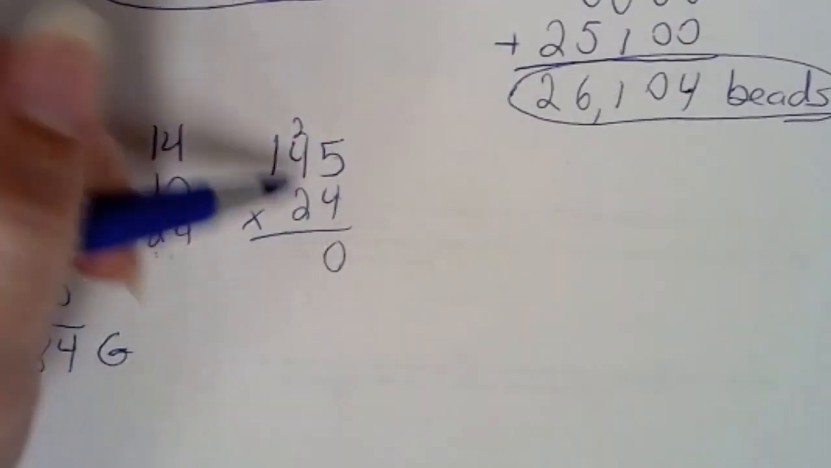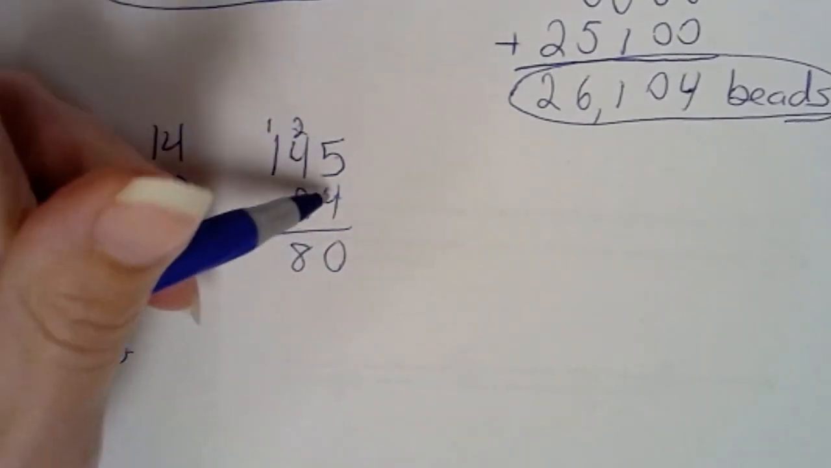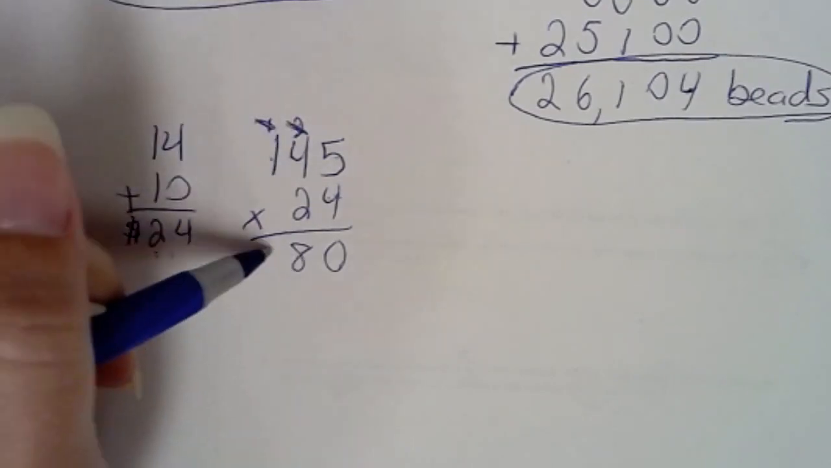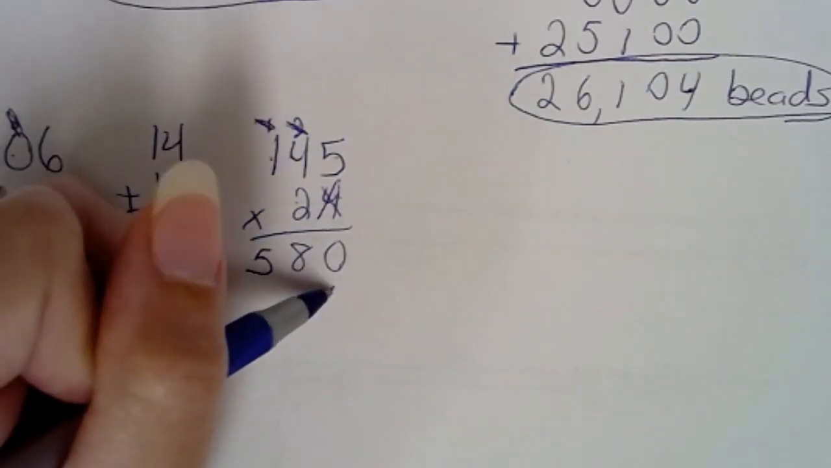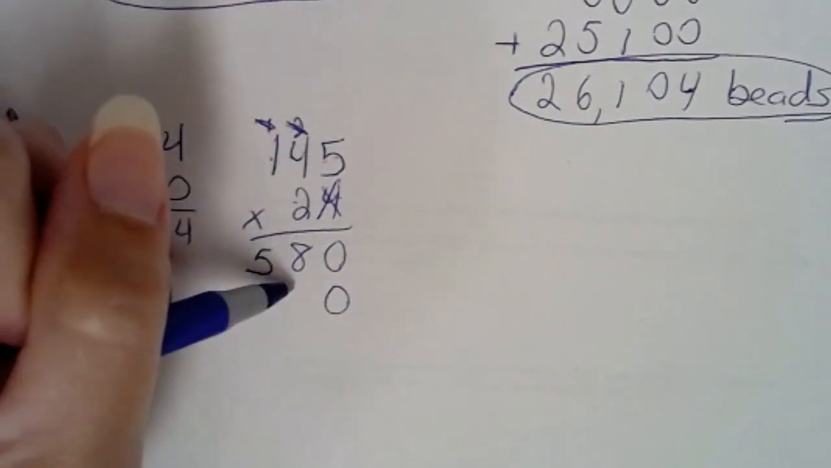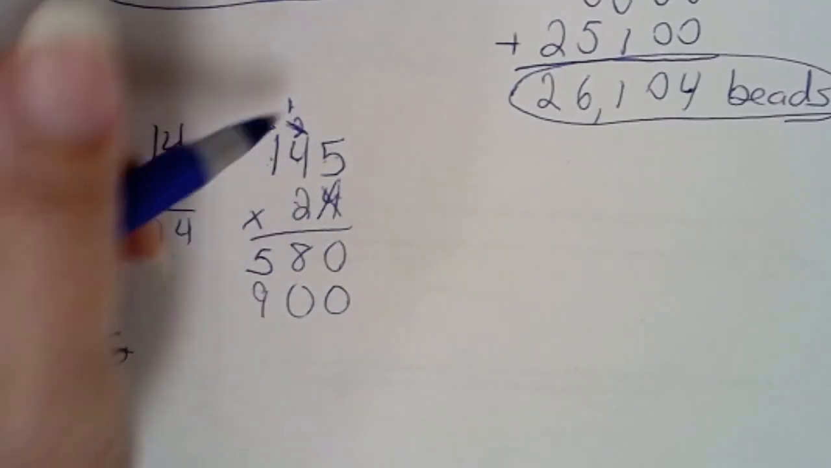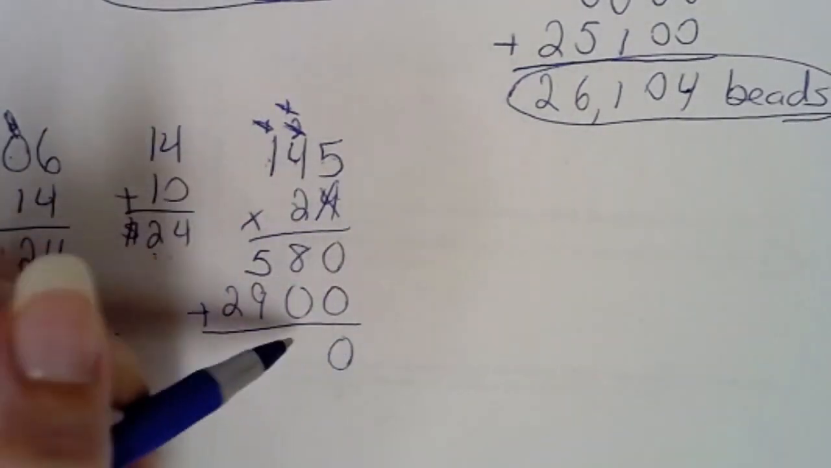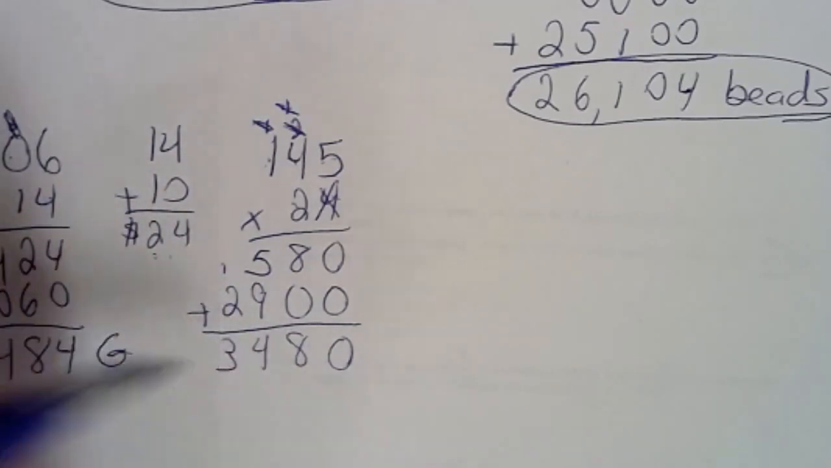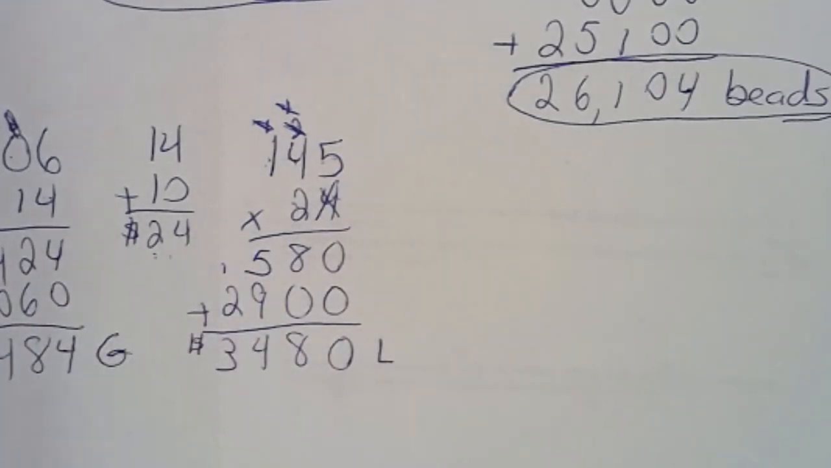I'm going to take her 145 necklaces and multiply it by $24. 4 times 5 is 20. 4 times 4 is 16, plus 2 more is 18. 4 times 1 is 4, plus 1 more is 5. We're done with our ones digit, so we scoot over to our tens digit, and we have to make sure that we put a 0. 2 times 5 is 10. 2 times 4 is 8, plus 1 more is 9. And 2 times 1 is 2. We add our partial products. That's 0, 8, 14, and 3. So this was Leah's total. Leah made $3,480.